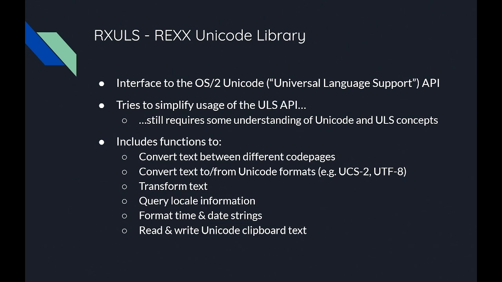There are some useful functions to reformat time and date strings according to the locale, as well as a few other things along that line. And finally, this is one that wasn't actually part of the native ULS API directly, but was so useful I decided to add it anyway. And that's the ability to read and write Unicode clipboard text from a REXX script.